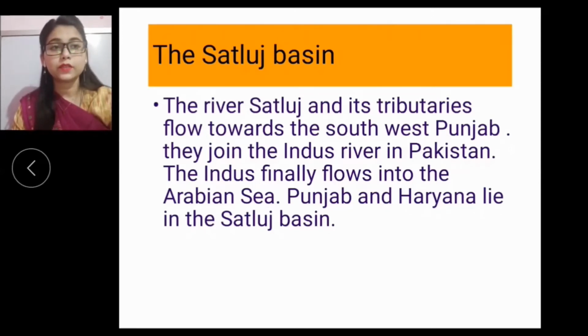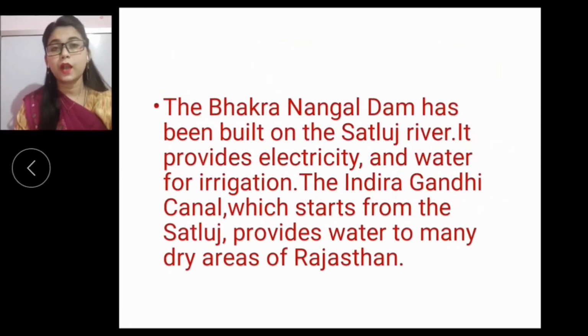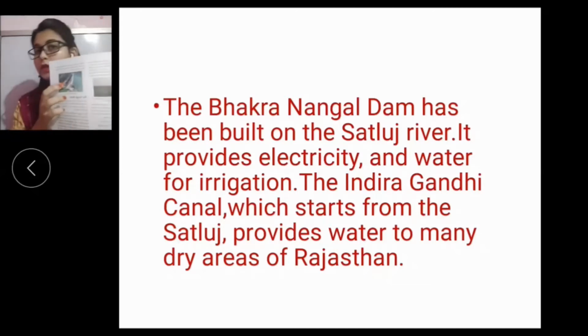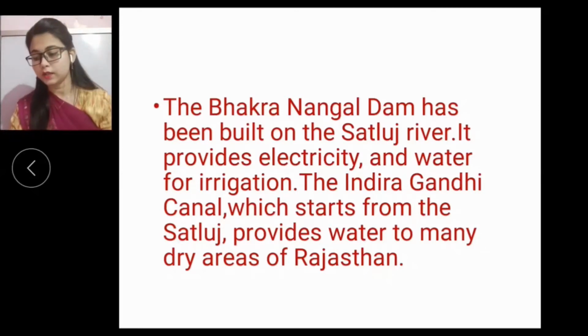Now let's move further and see other things. Here the Bhakra Nangal Dam has been built on the Satluj river, and it provides electricity and water for irrigation. Here, on page number 25, you can also see the picture of the Bhakra Nangal Dam.